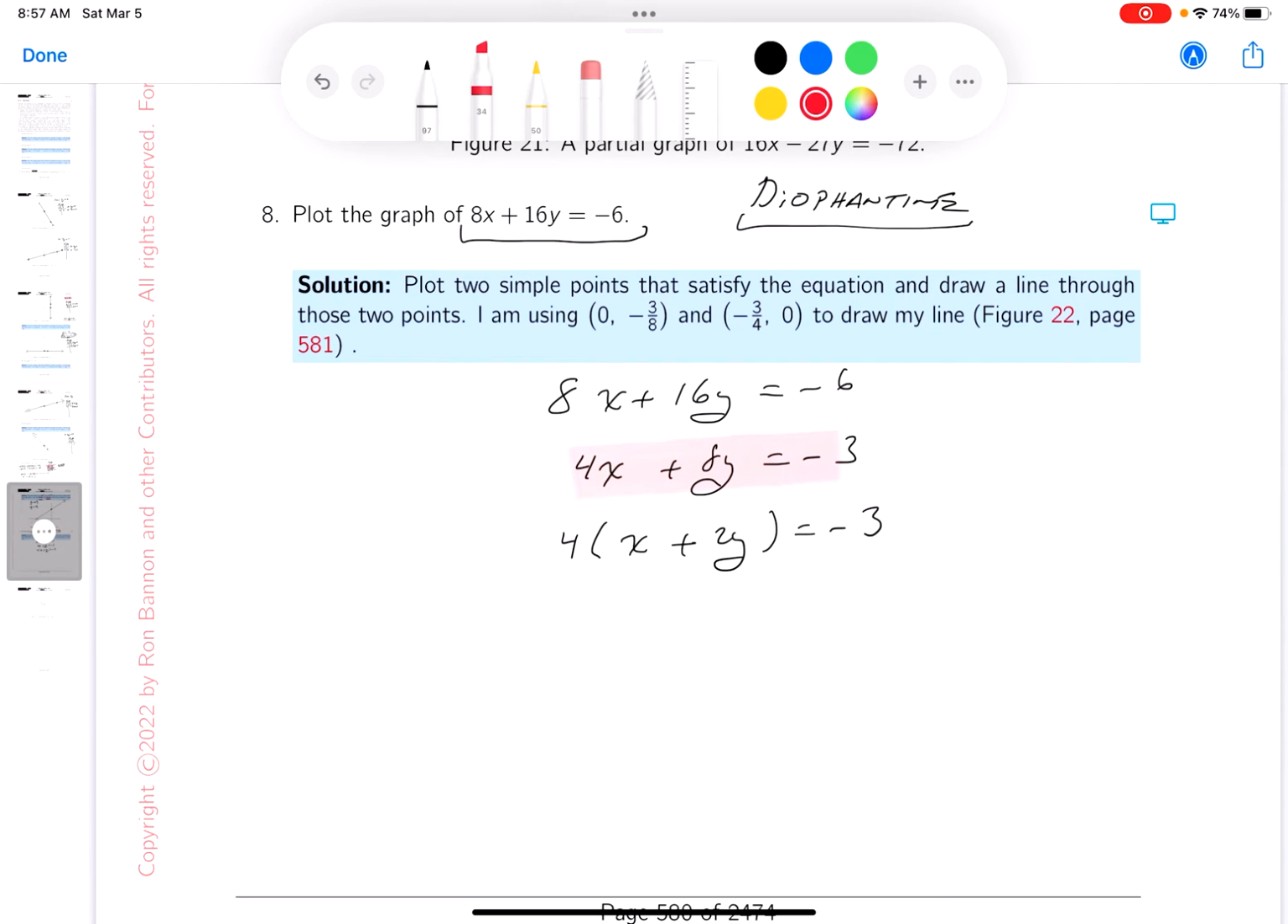And I'm going to say fractions work nice. So what I'm going to do is select the fractions I like. I'm getting better at this. I'll select x to be 0. And what would y be? Minus 3/8.